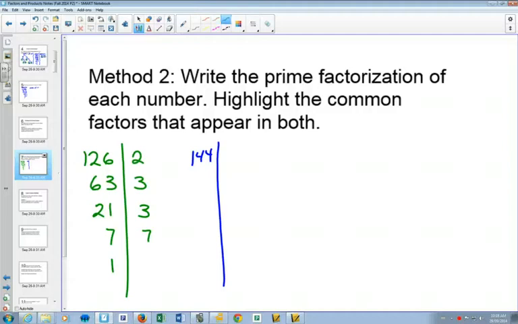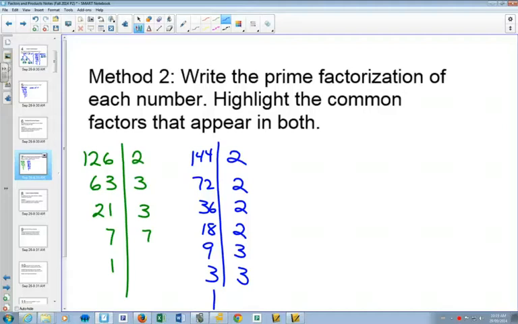144, divide by 2, leaving us 72. Divide by 2 again, 36. Divide by 2 is 18. Divide by 2 is 9. Divide by 3 is 3. Divide by 3 is 1. So you have to keep going until you get all the way down to 1.